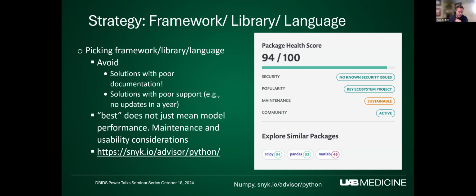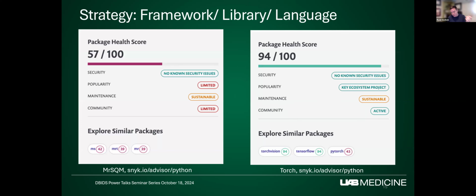This is the score for NumPy, a very popular, ubiquitous tool in Python programming. It's a great score of 94 out of 100. But other tools that we have tried in the past, Mr. SQM, not so great. It's a 57 out of 100. And this is just a great tool.